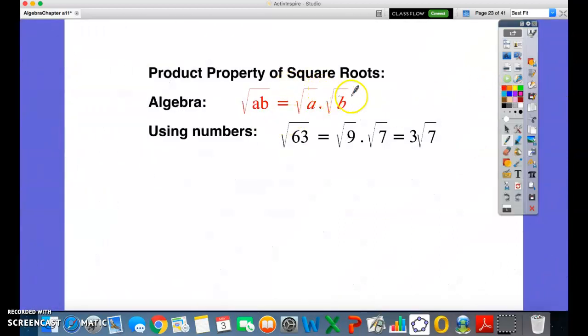Now the product property of square roots: the square root of ab equals the square root of a times the square root of b. So the same if it's the square root of 63, because of the property, I can rewrite this as the square root of 9 times the square root of 7, and the square root of 9 is 3, and then leave the square root of 7 as it is.